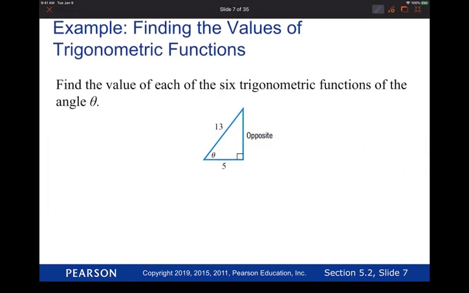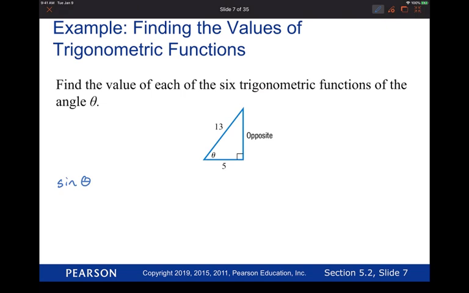So let's look at this example. We're asked to find the value of each of the 6 trig functions of the given angle theta, right? So pretty much once we have sine and cosine, the rest just flow naturally, in my opinion. Okay. So let's start off with sine of theta, right? If we're going to do sine of theta, sine stands for what again? So if we want to actually find the actual value of them, what do we need to find? What are we missing from our triangle?